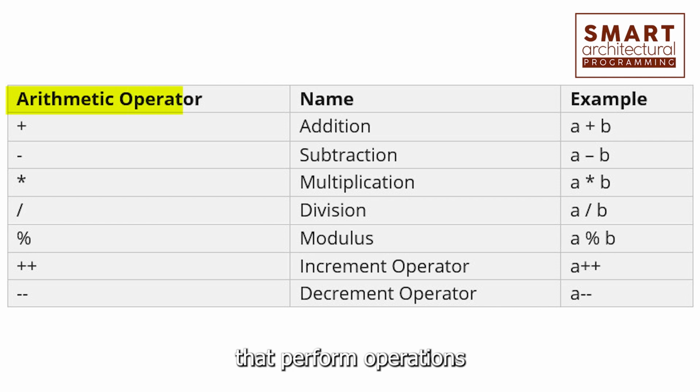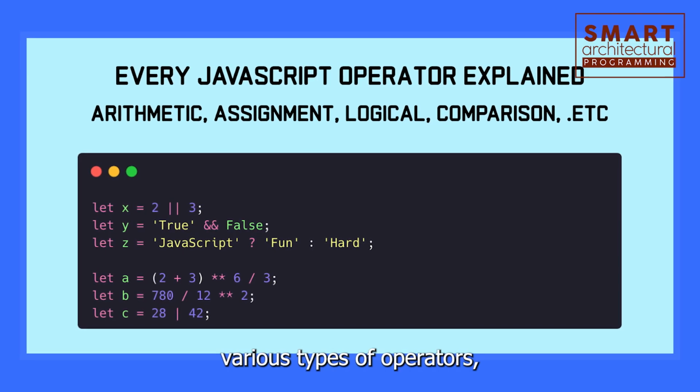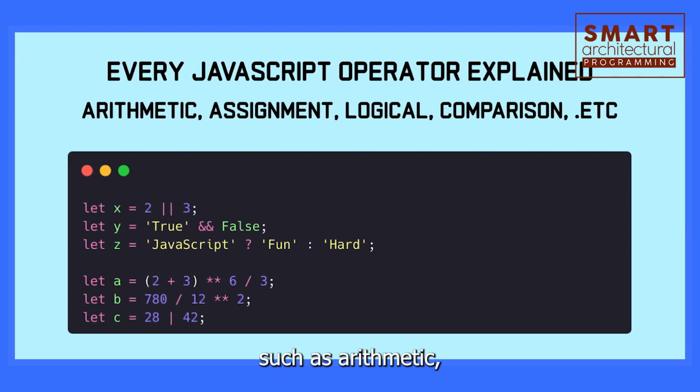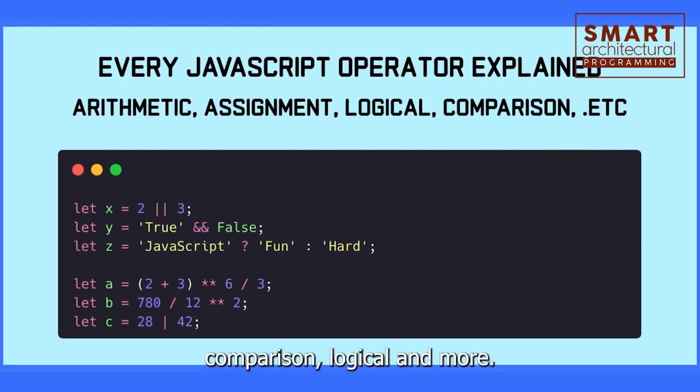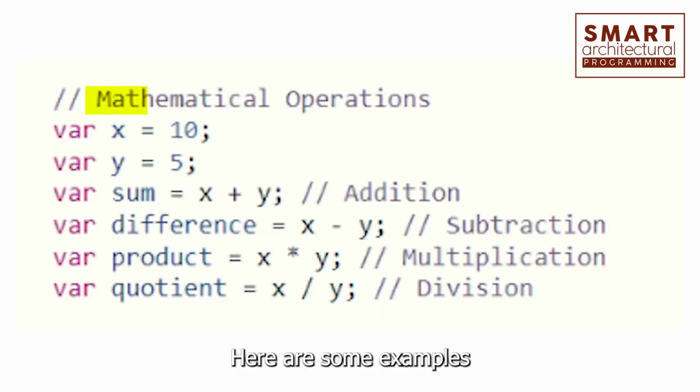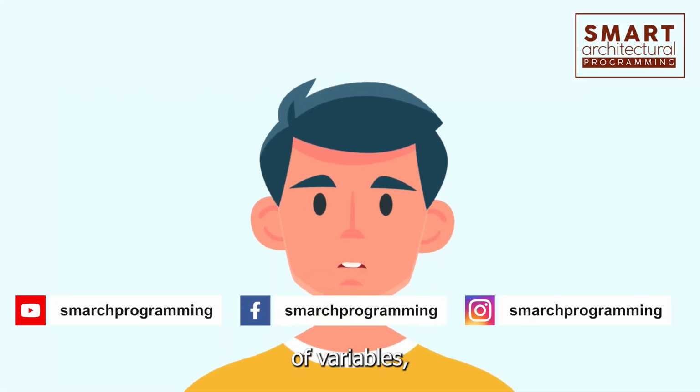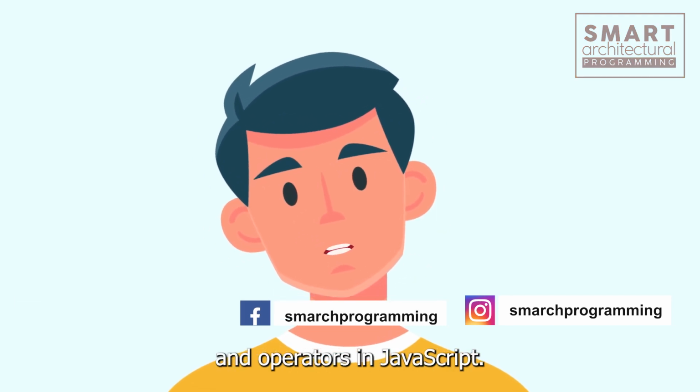Operators are symbols that perform operations on variables and values. JavaScript supports various types of operators such as arithmetic, assignment, comparison, logical and more. Here are some examples of operators in action. And there you have it, a brief overview of variables, data types, and operators in JavaScript.